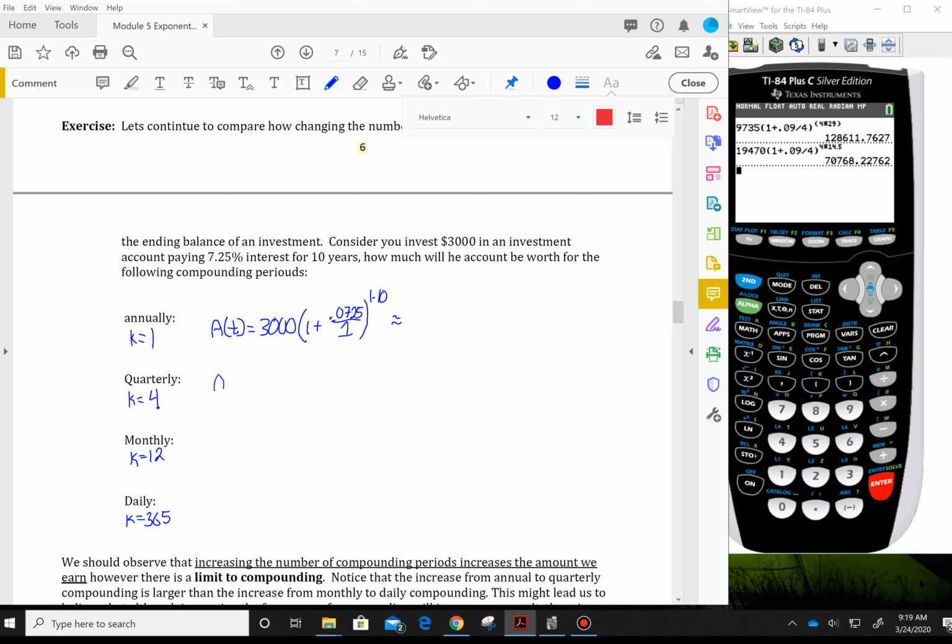While if we're doing it quarterly, then our account balance would look like this. If we're doing it quarterly, we're doing it 4 times per year, raised to the 4 times 10. If we're doing it monthly, then we're compounding 12 times per year, raised to the 12 times 10.